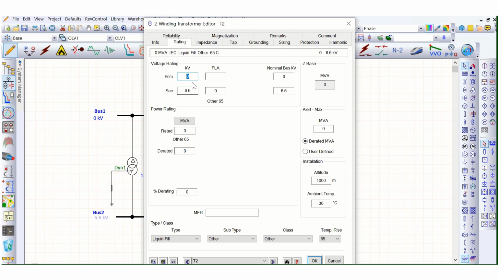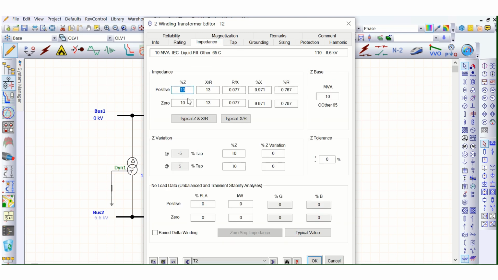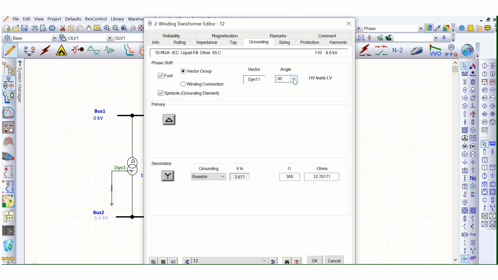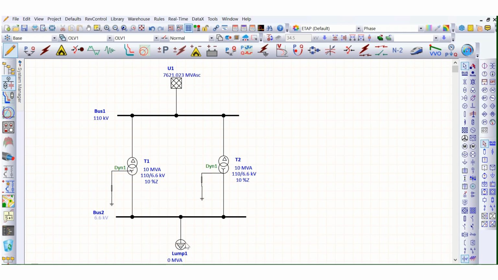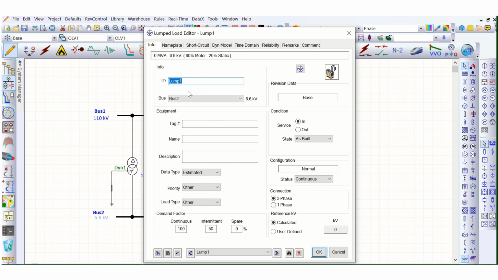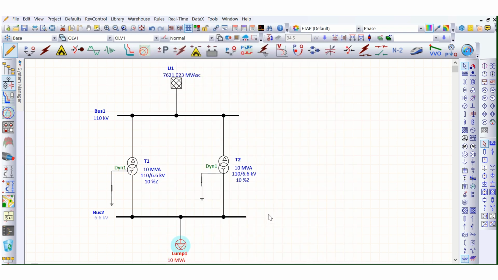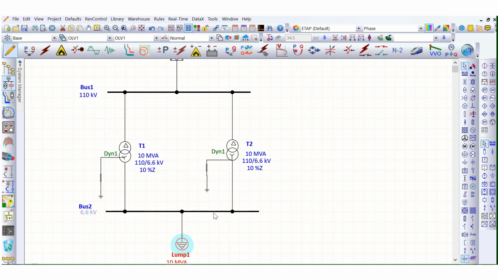Let's select the same parameters over here: percentage impedance, principal tap, grounding. Let's keep the same DYN1. Okay, and here is the lump load connected with 6.6 kV bus. Let's say 10 MVA. Fine.